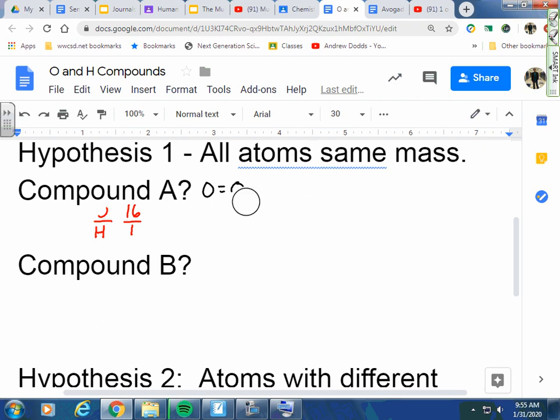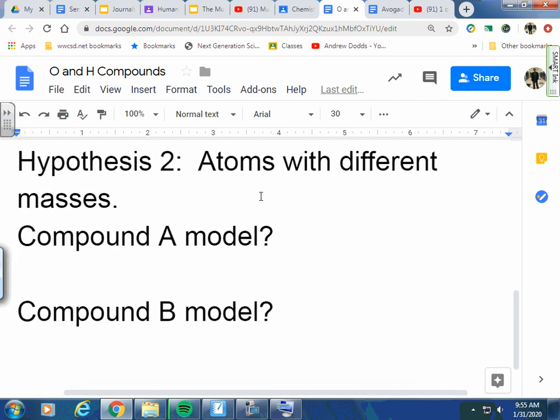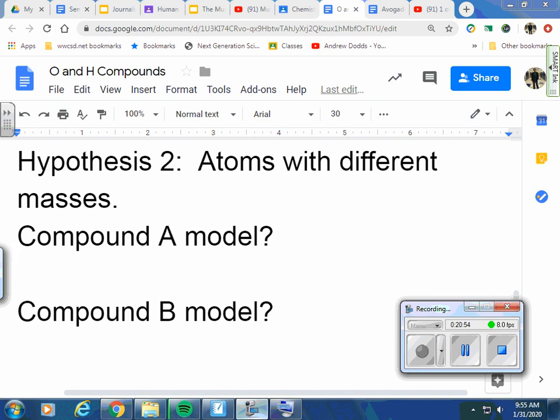All right, so now we're going to say, well, what if it's hypothesis 2 instead? I'm going to go ahead and pause the video again for a minute while you try to do hypothesis 2. Again, we have model A, oxygen to hydrogen is a 16:1 ratio. And in model B, oxygen to hydrogen is an 8:1 ratio. So how would you draw those models if instead of the atoms having the same mass, they have different masses? What can we draw for that? And I'm going to pause the video here.